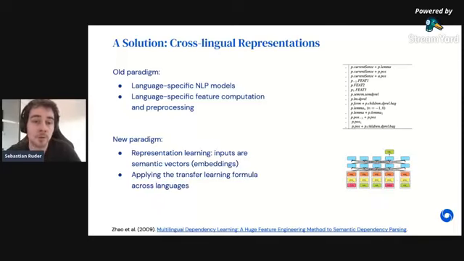And in contrast, now with the neural network toolkit, an approach that has recently received a lot more attention is to instead learn vector representations that put words or sentences that are shared in meaning in different languages close to each other, and then apply a similar formula to the one that has been applied and found success in the transfer learning landscape across languages.